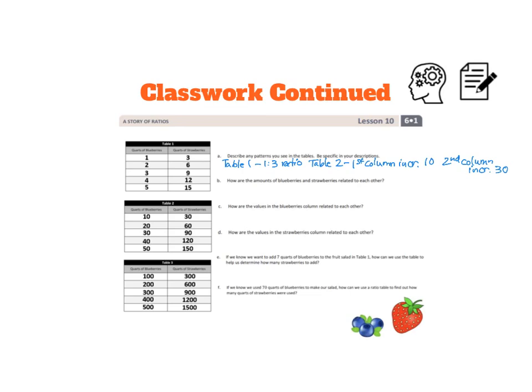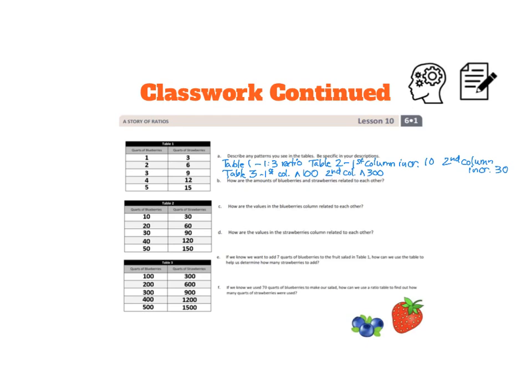Okay, table 3. This is squished. In table 3, the first column is increasing by 100 each time, right? And then in the second column, I'm increasing by multiples of 300 each time. Okay, got that.